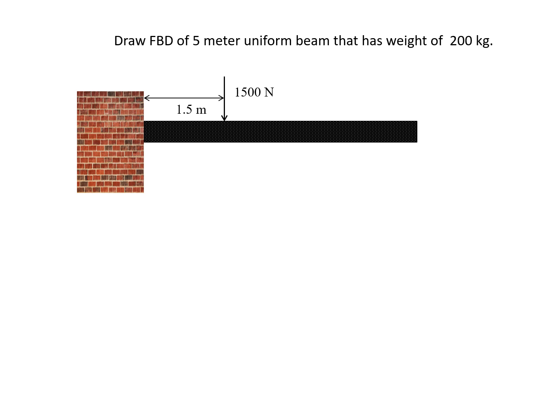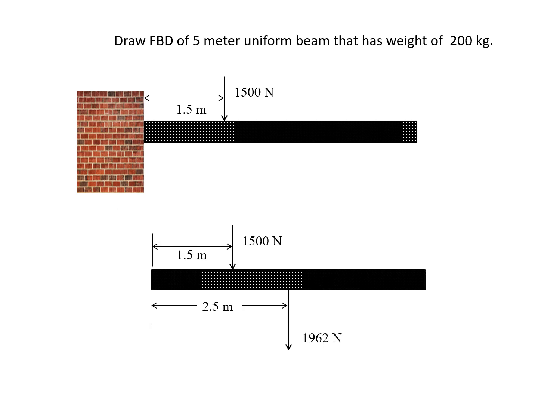So let's look at this beam. It is a uniform beam that has a weight of 200 kilograms, and it is in a fixed support. This is a brick wall. So we're going to first start by drawing the free body diagram of that beam. So we're going to draw the beam separated from the support. The support is this brick wall.